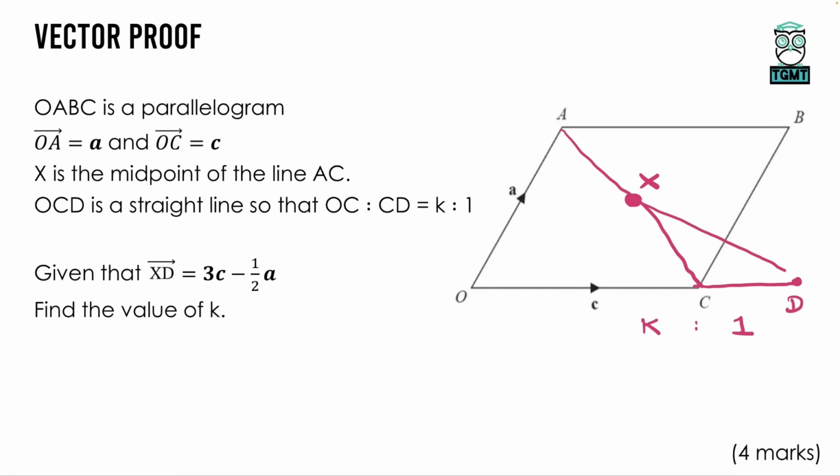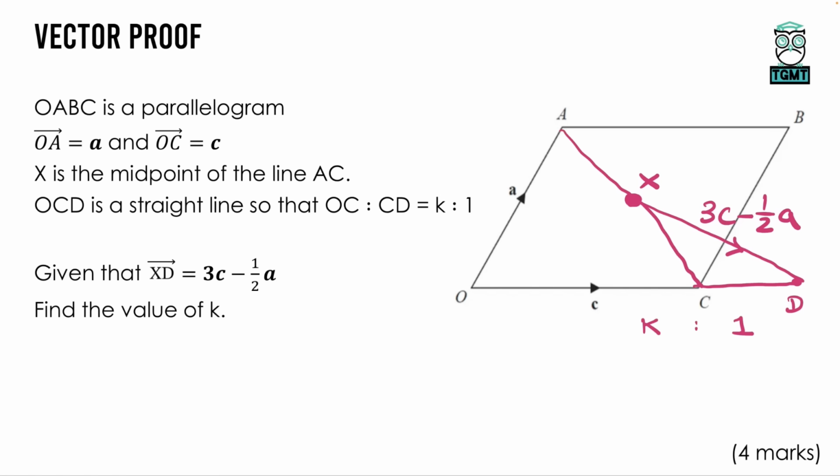So if I draw x to d in, this line here, with my arrow indicating the direction, we have 3c minus 1/2 a. It says find the value of k. So to find the value of k here, we're going to need to think about how much or how many c's or what proportion of c this one is here. And I say c because O to c is the vector c. So we want to know how many c's it's going to take to get to that particular point. But we want to have a think about how we're going to do this.